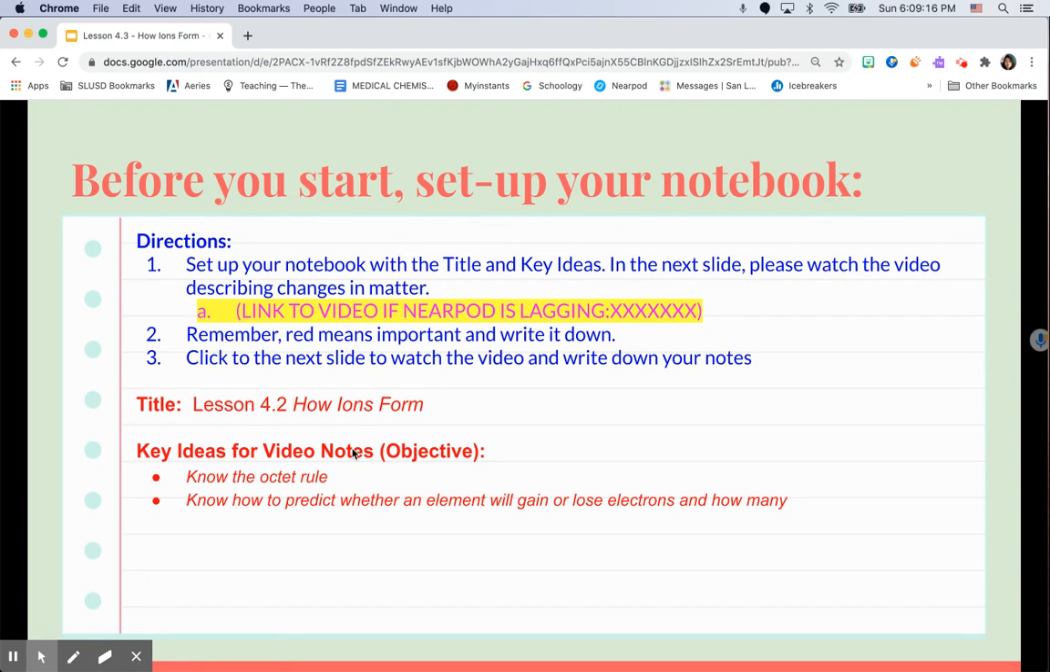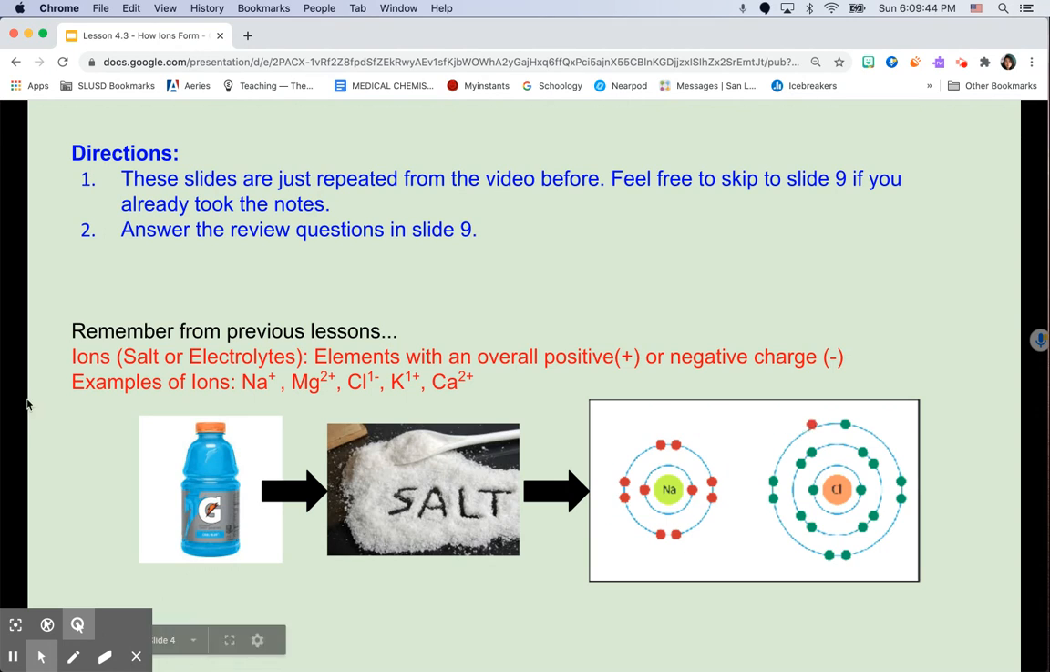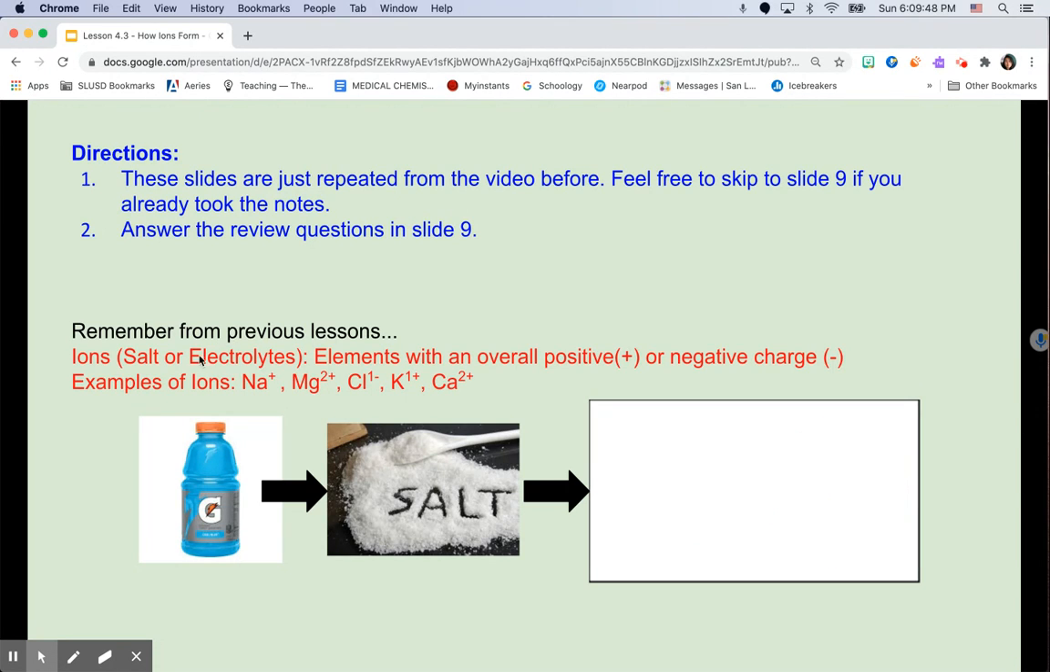And the key ideas you need to know from this video are to know what something called the octet rule is, and to also be able to predict whether an element will gain or lose electrons and how many electrons it will gain or lose when it becomes an ion. So go ahead and ignore these directions in blue for now.